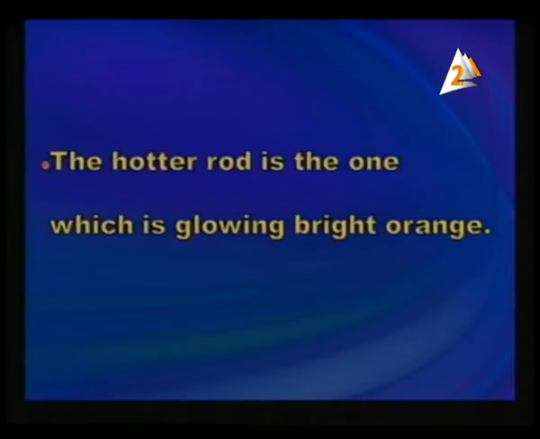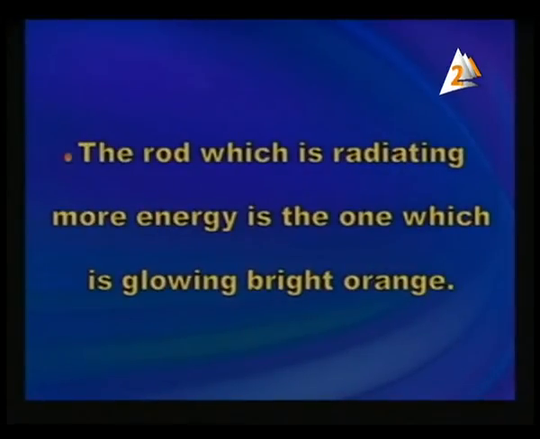Okay, the hotter rod is the one which is glowing bright orange. How did I know? It is Wien's displacement law. Wavelength decreases as temperature increases. So it is the one that is glowing with bright orange. And which one radiates more energy? It is the same one also. So the rod which is radiating more energy is the one which is glowing bright orange.